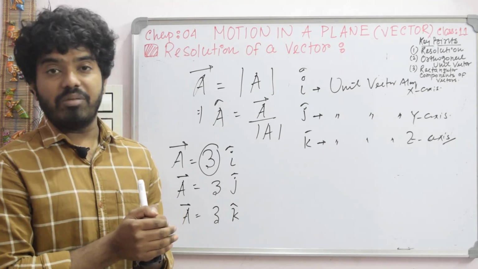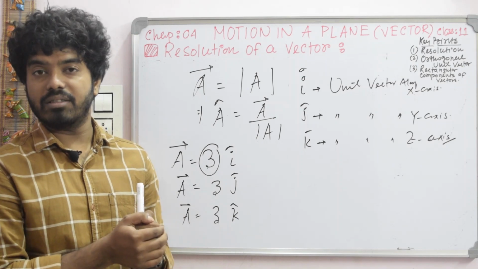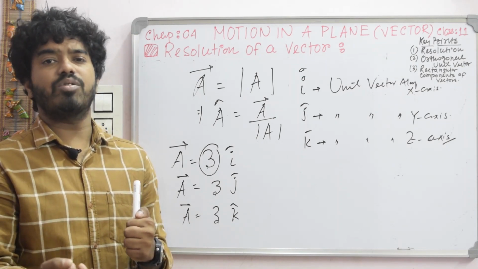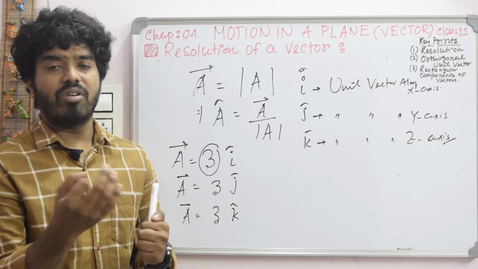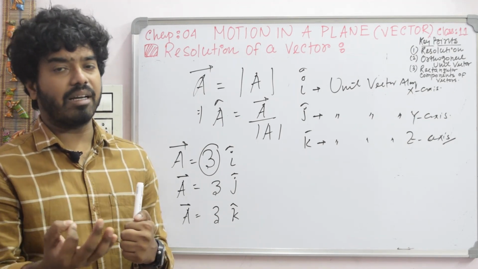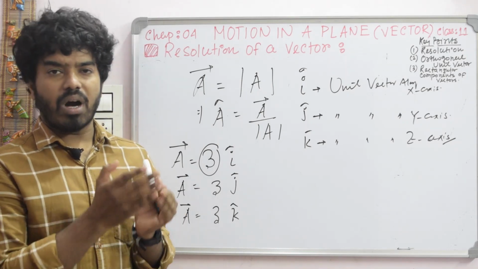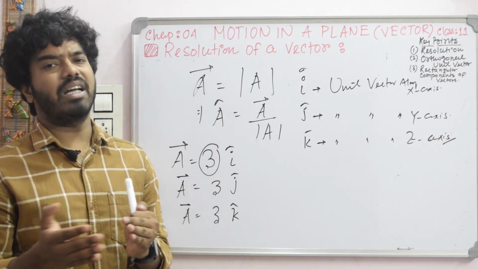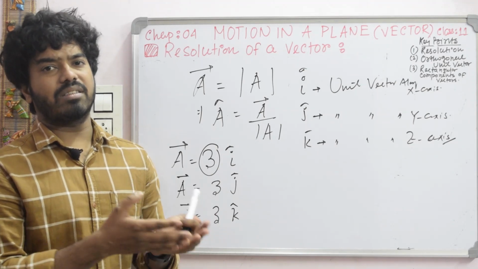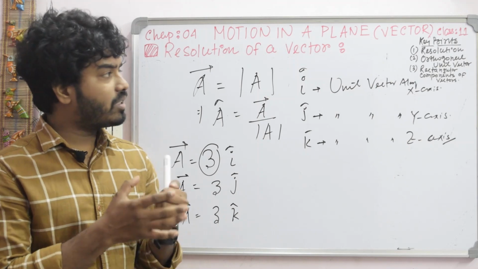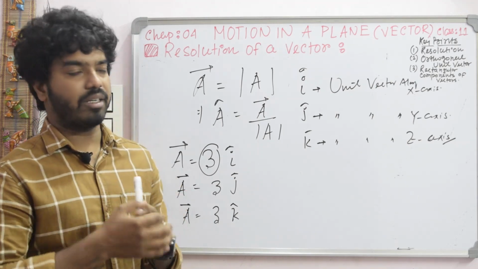Now, what is the unit vector along the negative x-axis? For representing a unit vector along the negative x-axis, you have to write minus i cap. For the negative y-axis, minus j cap. In the same way, for the negative z-axis, minus k cap. So i, j, k represent the unit vectors along the x-axis, y-axis and z-axis respectively. So this is our orthogonal triad of unit vectors.